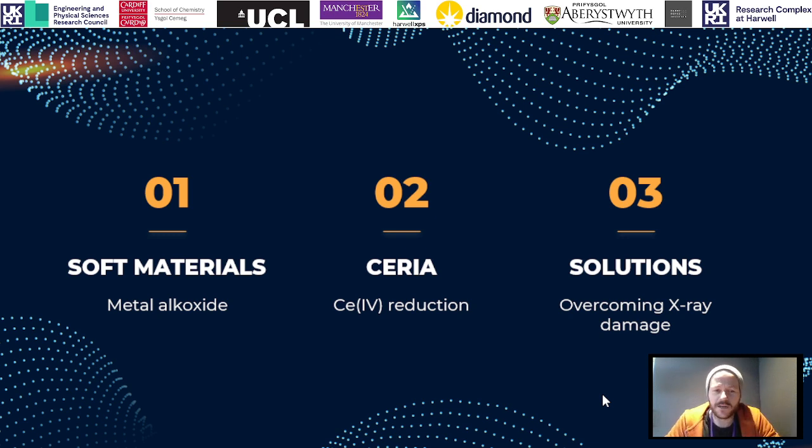So to get us started, we're going to have a look at a couple of things here. We're going to start off by looking a little bit at some soft materials, so some of the work we've done on materials that aren't particularly stable in UHV, followed by a look at some Ceria-based materials. Ceria is, of course, a very important material in a lot of things like catalysis, energy materials, etc. And finally, just a couple of solutions, how we can overcome some of the challenges involved with X-ray damage.